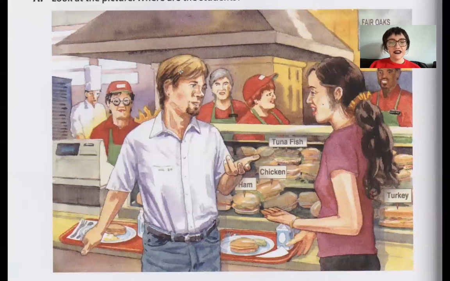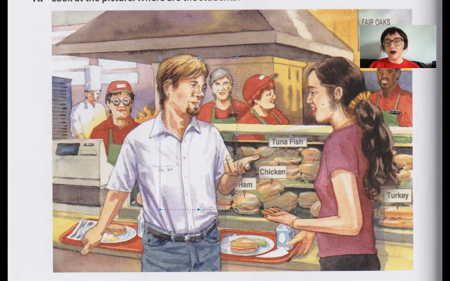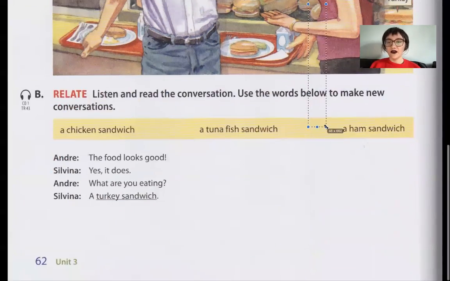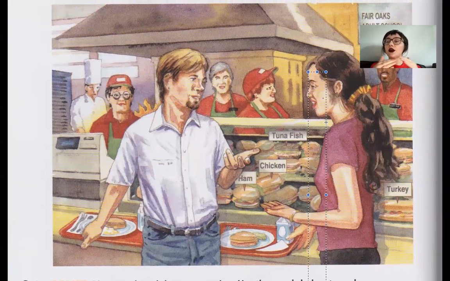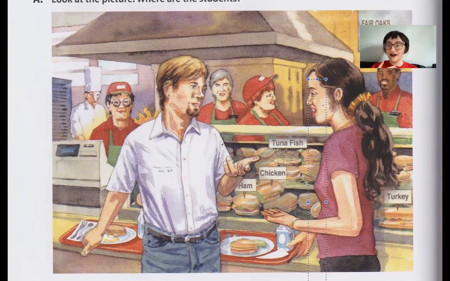So in the picture, we can see a man standing at the front, and he has his hand out and his face is facing a woman, and the woman is looking at him. Her hand is out. It looks like they are talking to each other, right? And then behind them, they have plates like they are eating, right? There's a shelf that has sandwiches in it. And there's little signs that say ham, chicken, tuna, turkey.